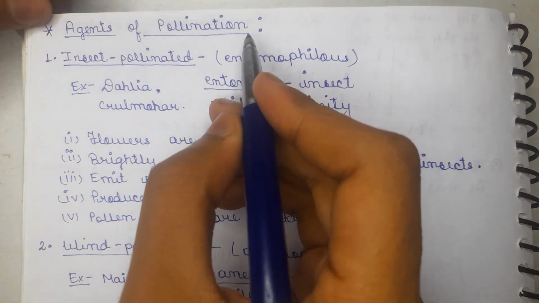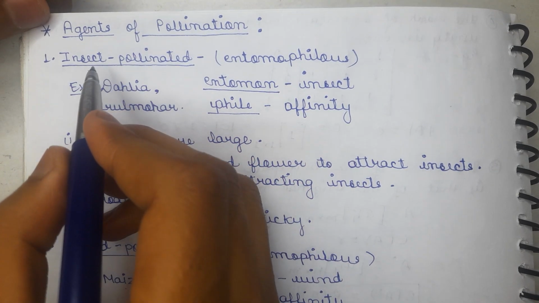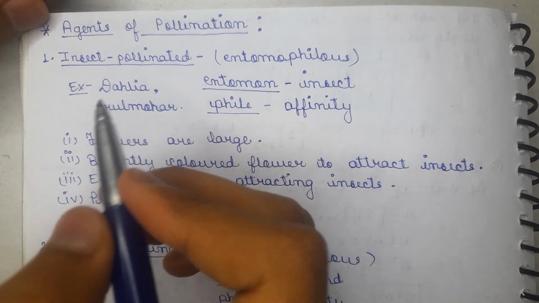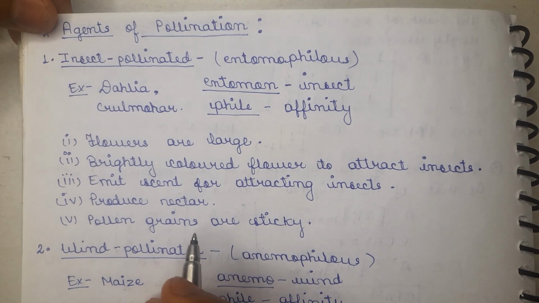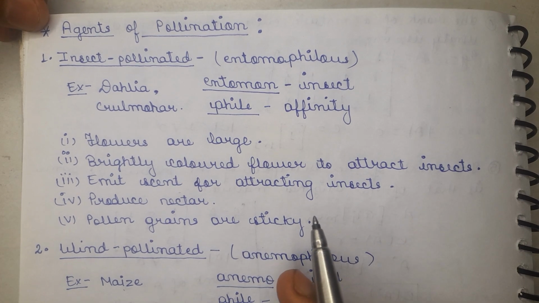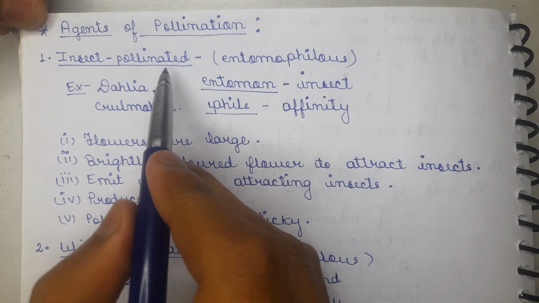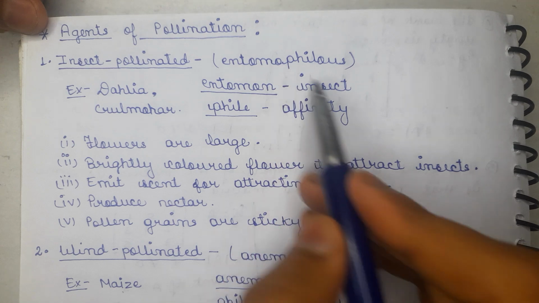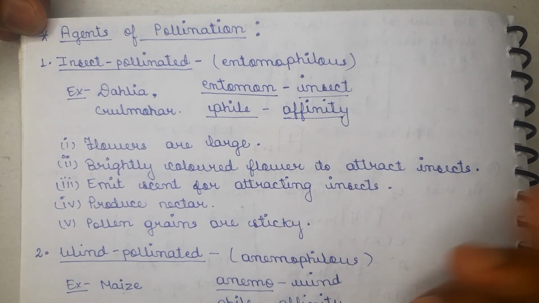Now the agents of pollination are, first one is the insect pollinated. That means here the insects will help in the cross pollination. Basically these insects are not intentionally, or we can also say that they are not only for the pollination, but they secrete the nectars from the flowers and use it as food. Now the insect pollinated flowers are also known by the term entomophilous. Entomo means the insects and phyle means the affinity or the power.